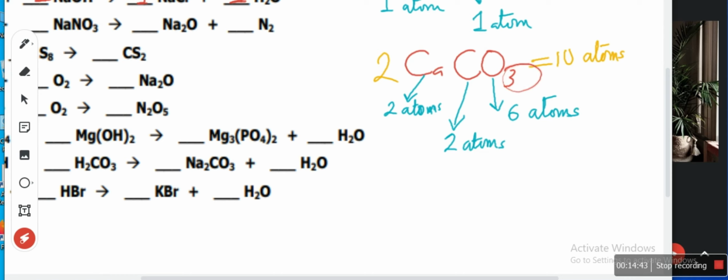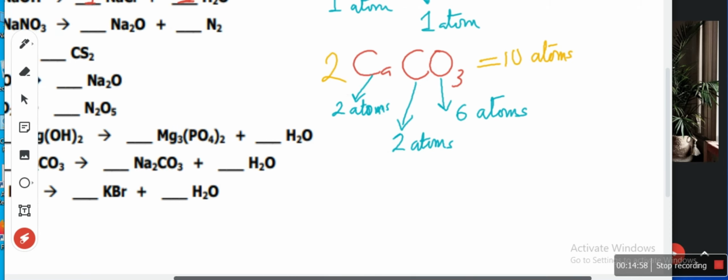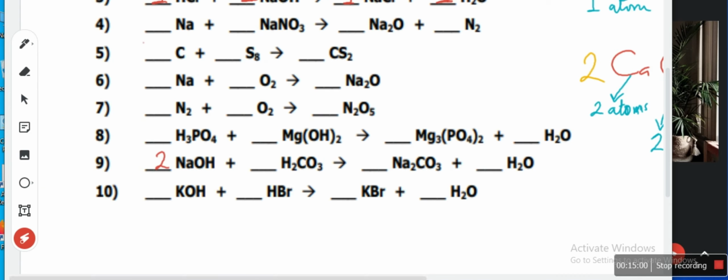So, for instance, 3 times 2 gives you 6 atoms of oxygen. 1 times 2 gives you 2 atoms of carbon. Also, 1 times 2 gives you 2 atoms of calcium. So that's what you should take note of. So in this case, it is 1 sodium times 2. That gives you 2 atoms of sodium. For sodium, it is balanced.